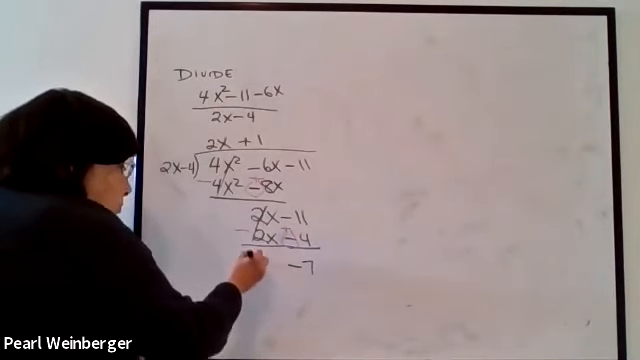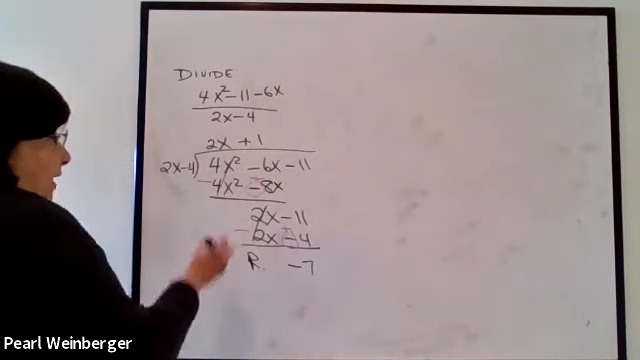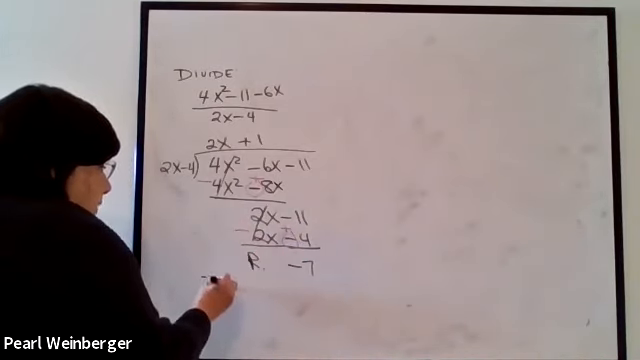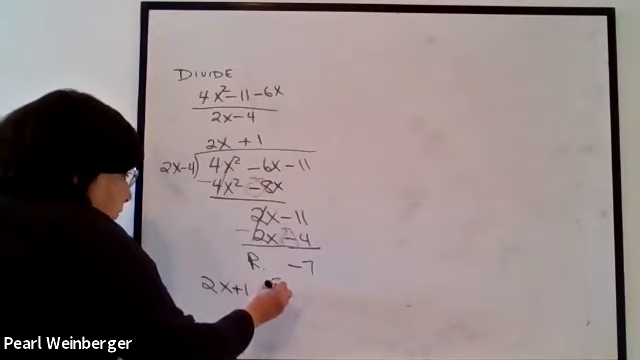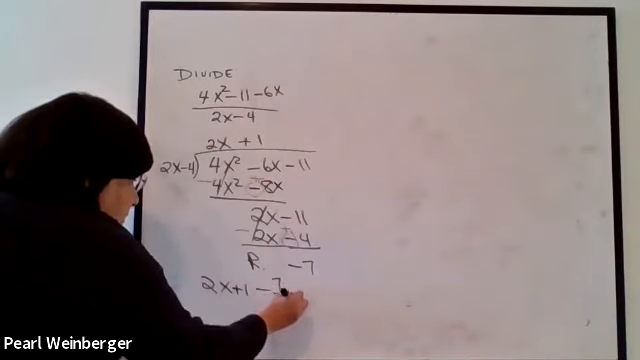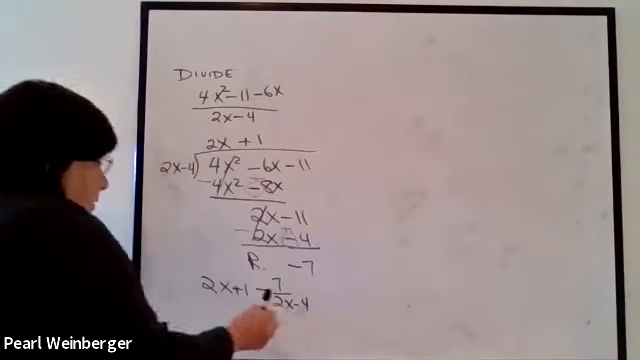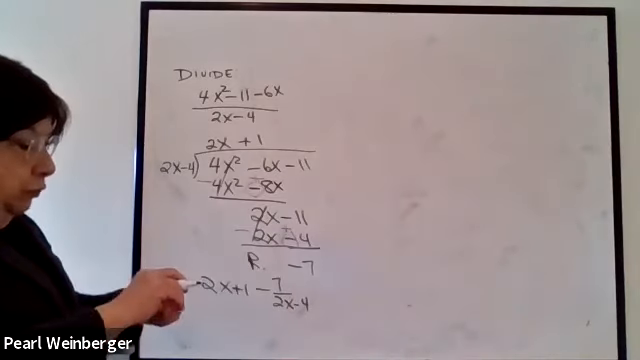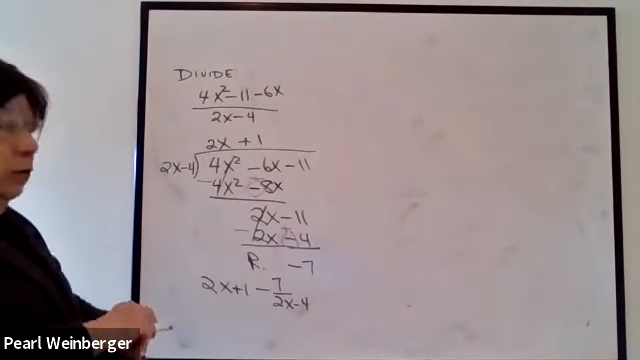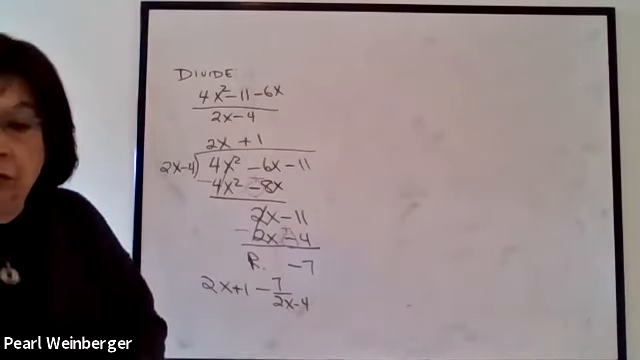That's my remainder. So my final answer I write as 2x plus 1 minus 7 over 2x minus 4. If you had written plus a negative 7 over 2x minus 4, that would also have been correct. And that's how you do it.